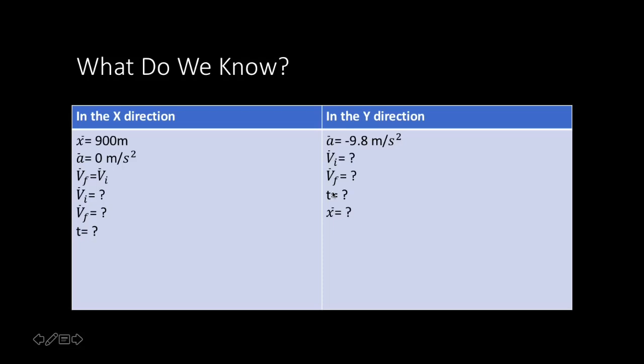So what do we know so far? In the x direction, we know that the cannonball travels 900 meters because that's where it lands. And since the problem states that there is no air resistance, we can assume that the acceleration will be 0 meters per second squared. If this is true, then the final velocity has to be equal to the initial velocity because nothing is slowing the cannonball down. In the y direction, the acceleration is negative 9.8 meters per second squared because of gravity.